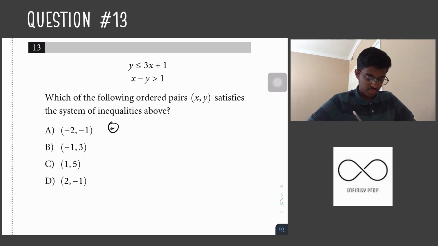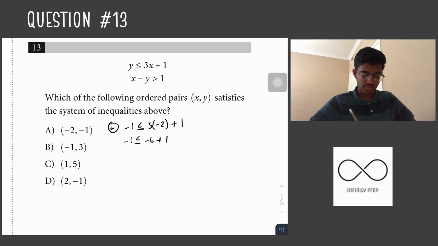Let's plug in (-2, -1). So -1 for y is less than or equal to 3 times x, which is -2, plus 1. So -1 is less than or equal to 3 times -2, which is -6, plus 1. -1 is less than or equal to -6 plus 1, which is -5. And -1 is not less than or equal to -5, so answer choice A is incorrect.